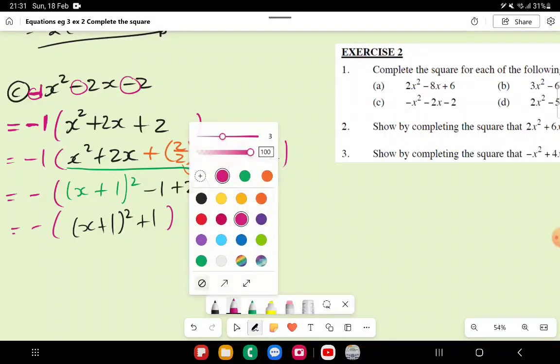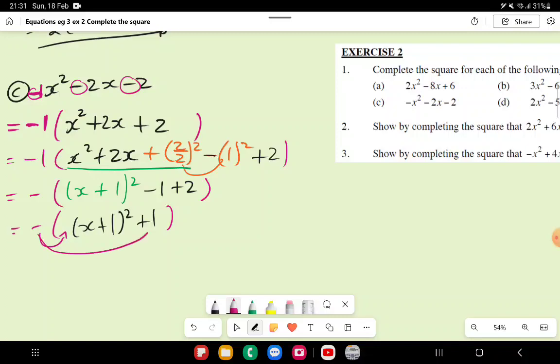And now I want to distribute this minus sign inside here, which means my signs need to change. So it ends up being minus x plus 1 in bracket squared minus 1. And that's my answer for C.